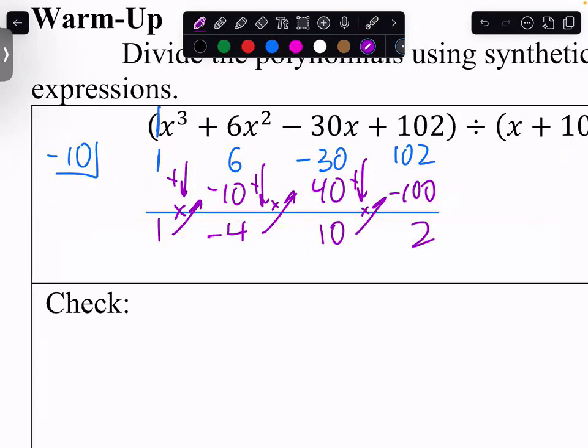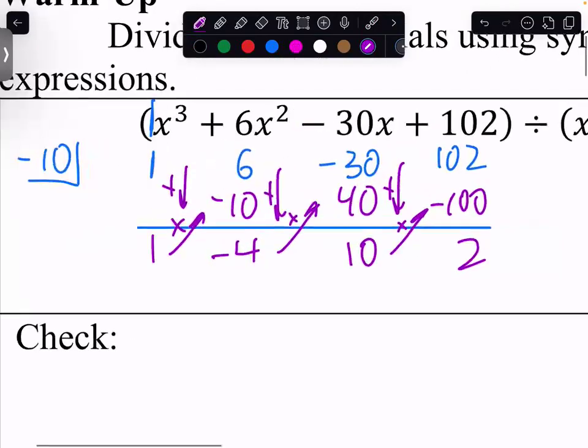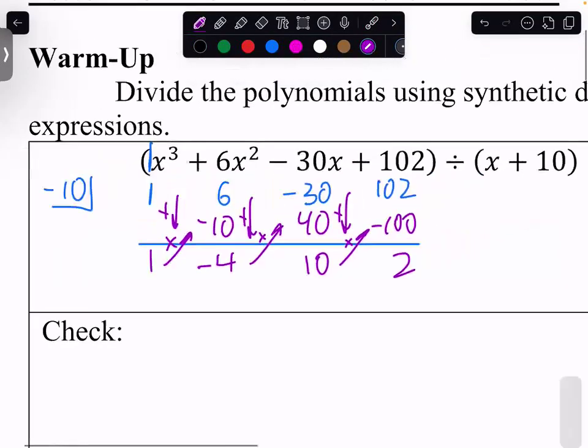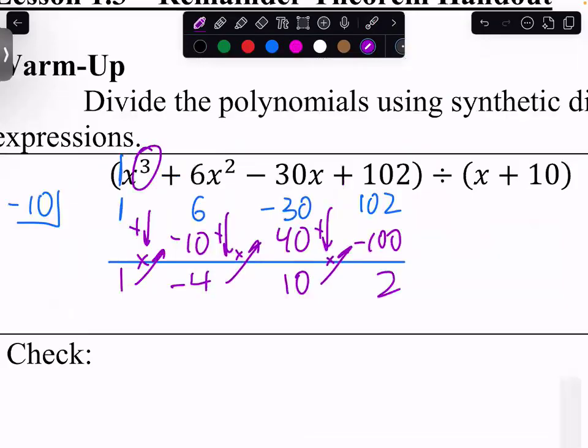Okay, and then once you have that, you need to put the variables back in. The original problem was x to the third, but since you're dividing it, it's always going to get knocked down by 1. So the first term in the answer will be x to the second, right? So this would be the x to the second, this would be the x to the first, then the constant, and then the remainder.